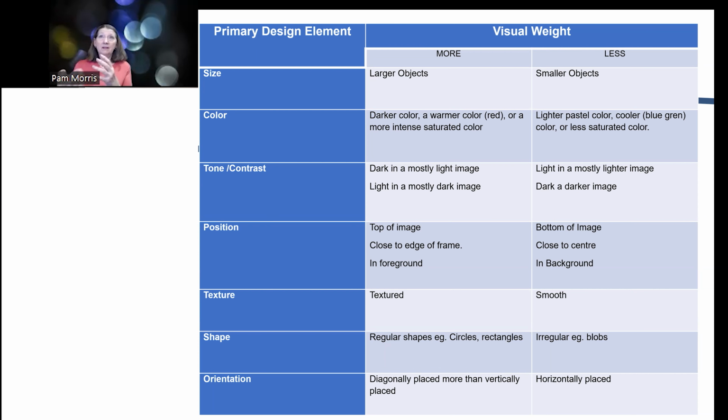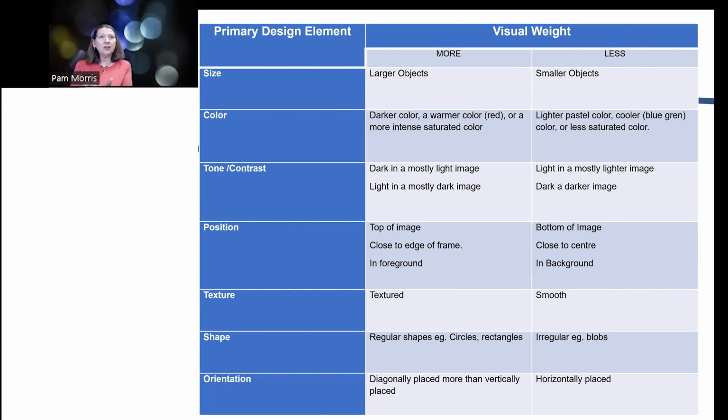So larger objects have more visual weight than smaller objects. We need to look at the color of the objects, and I've always said to be very wary of red and yellow if it's not the subject, because they do have great visual weight, and particularly if they're highly saturated. So colors that are highly saturated have a lot more visual weight than pale colors. Have a look at the tone and contrast. I've often said to you with your images, be aware the lightest thing in the image or the darkest thing in the image will attract the viewer's attention. They have great visual weight.